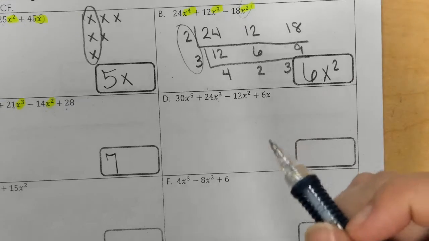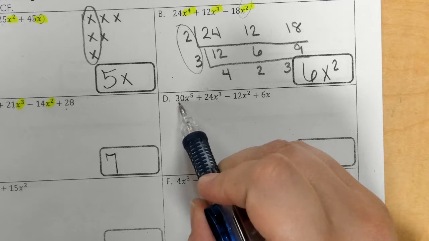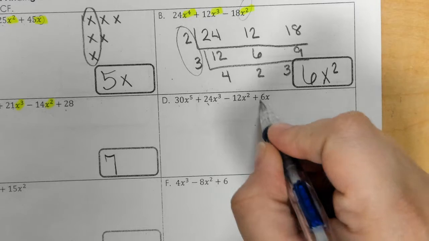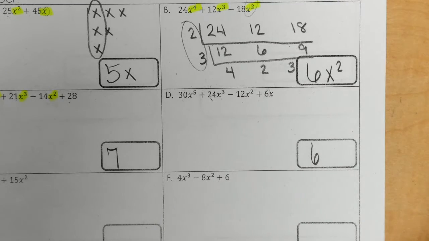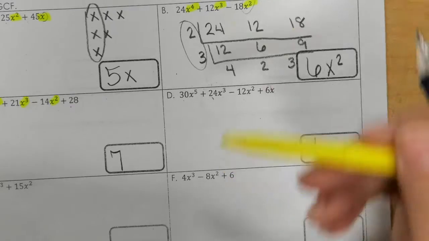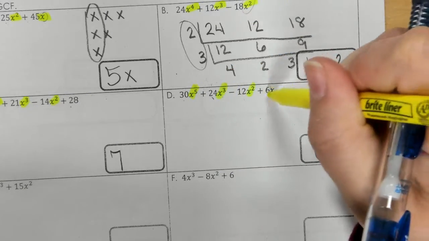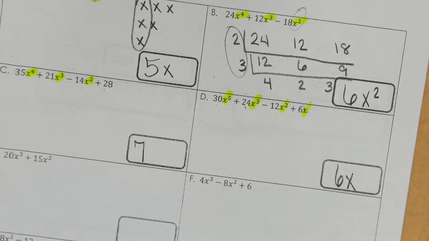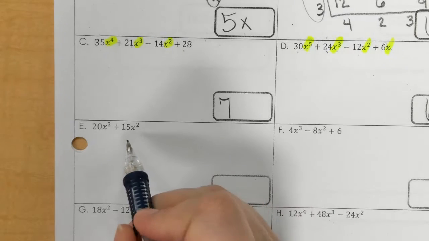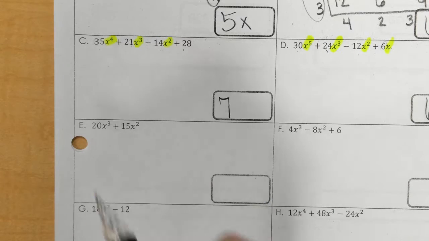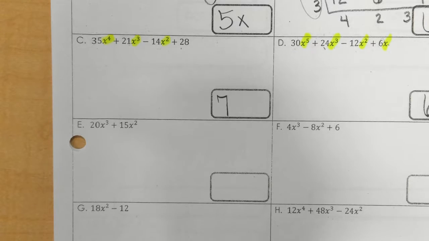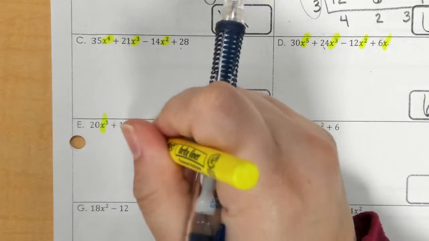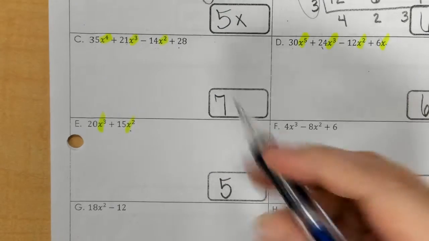In letter D, we have 30, 24, 12, and 6. So what number divides into all of those numbers? 6 does. And we see, do we have an x in every term? We do. So we take the lowest x out. In letter E, what number divides into 15 and 20 evenly? And that would be 1 and 5. So we're going to go with the greatest number of 5. Do we have an x in every term? We do. So my lowest x is x squared.